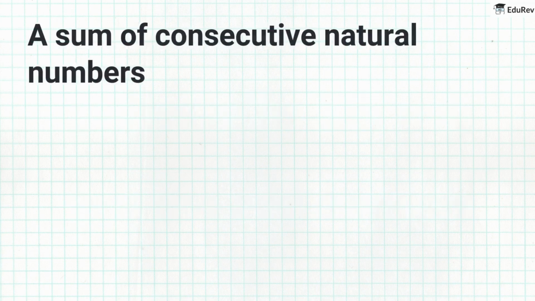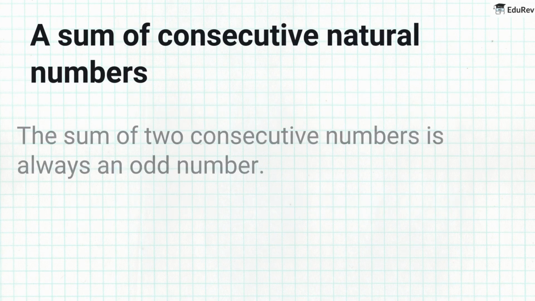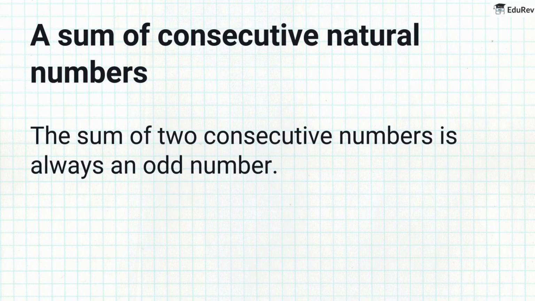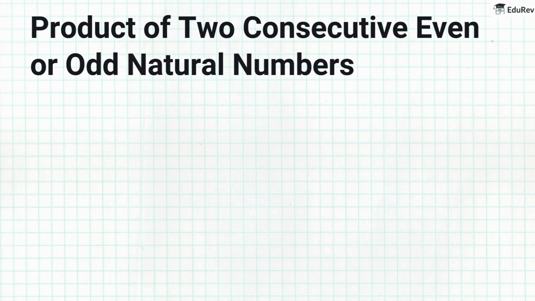Next, we'll discuss the sum of consecutive natural numbers. The sum of two consecutive numbers is always an odd number. For example, 1 plus 2 equals 3, 2 plus 3 equals 5, and 3 plus 4 equals 7, and so on.